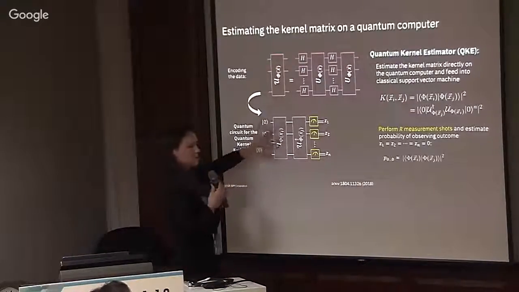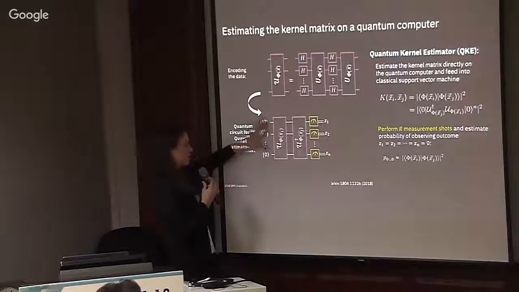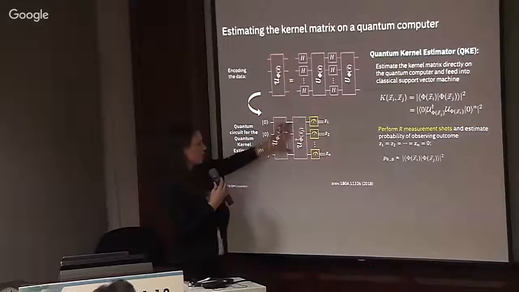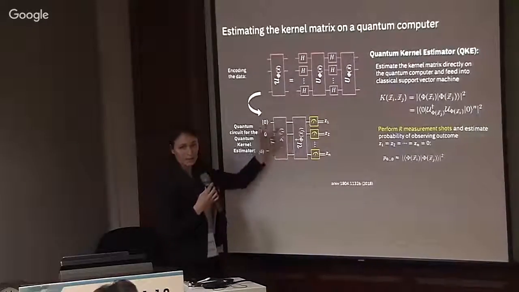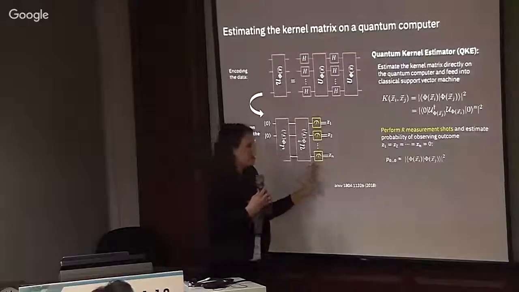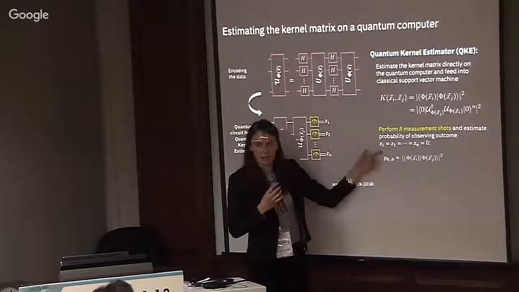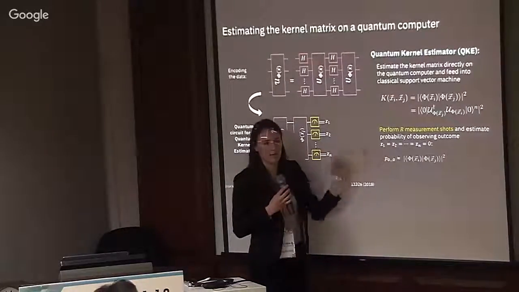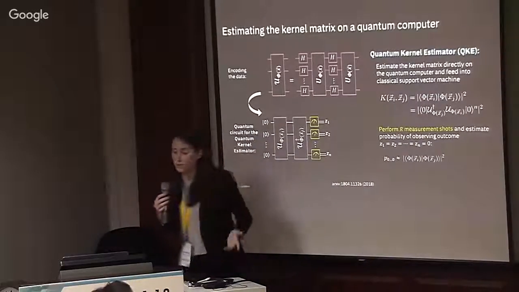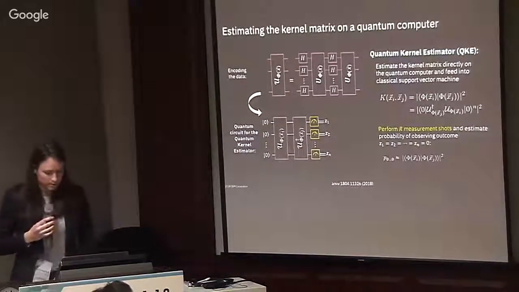So here in circuit form is what I just said. You encode your first data point with a feature map. You encode the second data point with the inverse circuit, I measure, and the probability I get all zeros there is my estimate of that one matrix element. And I repeat this for order n squared number of matrix elements.